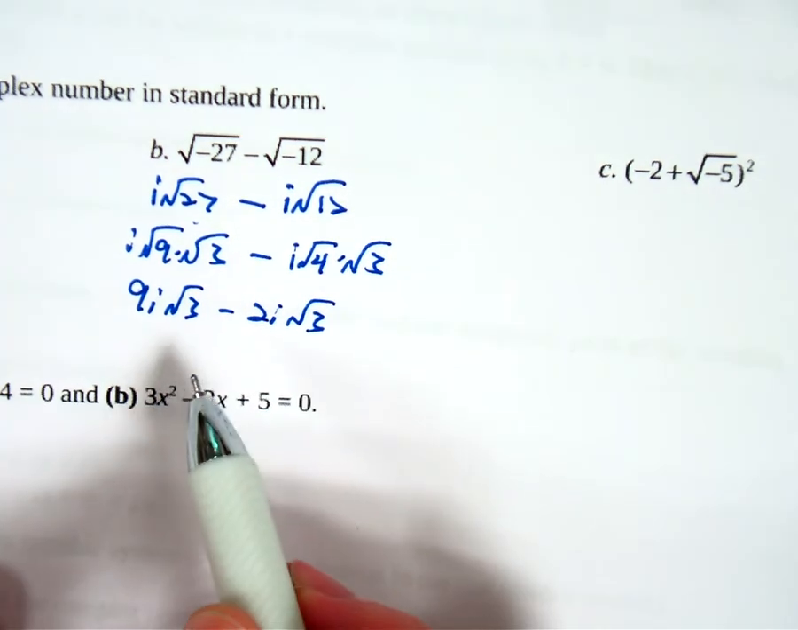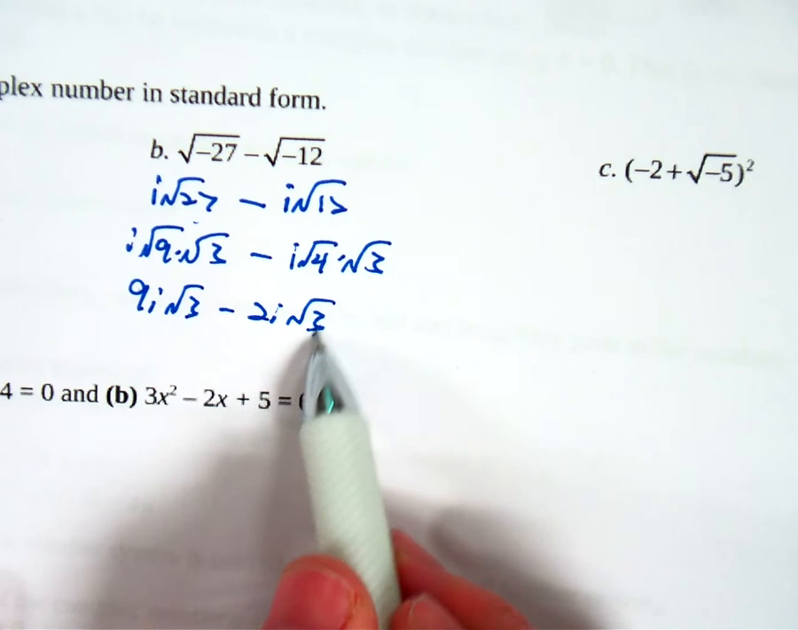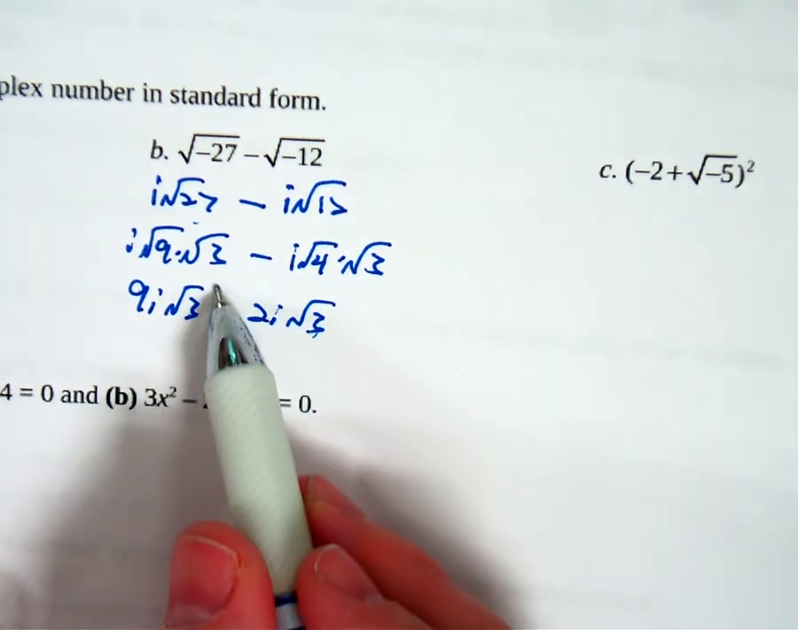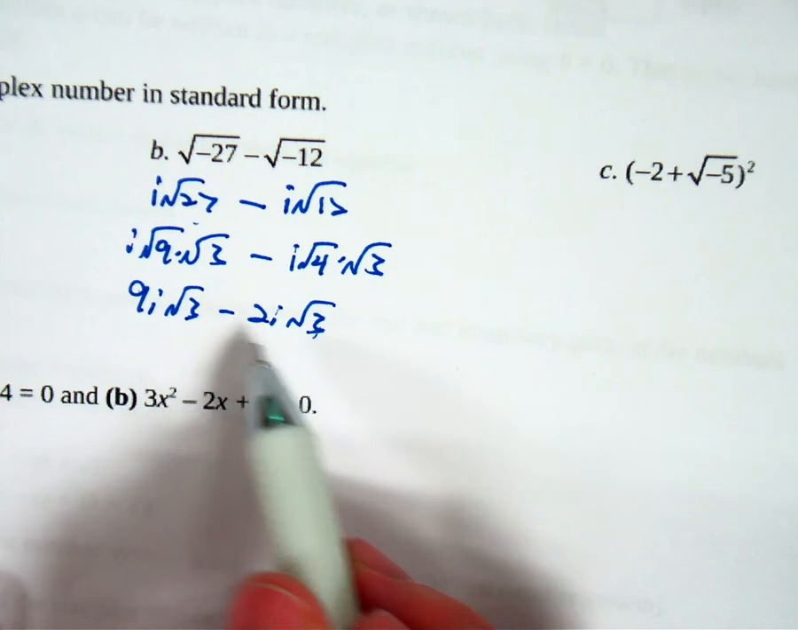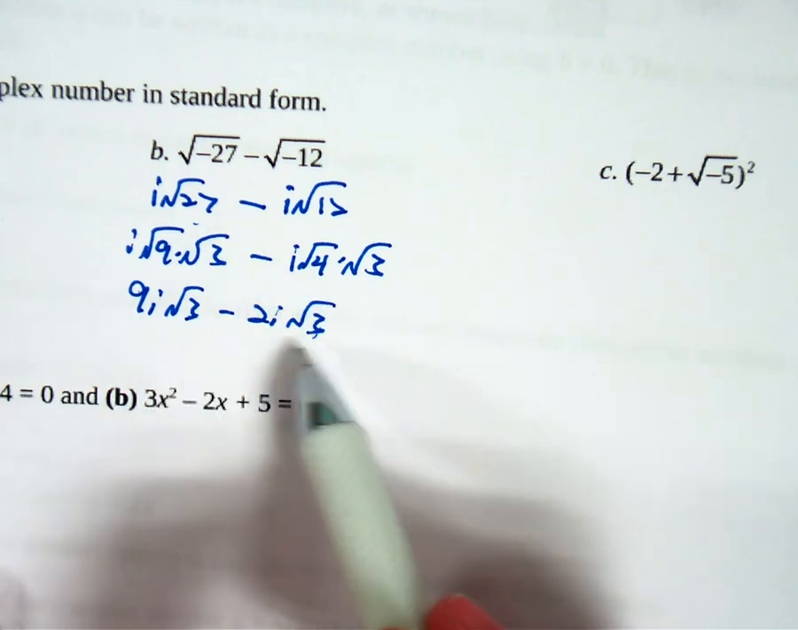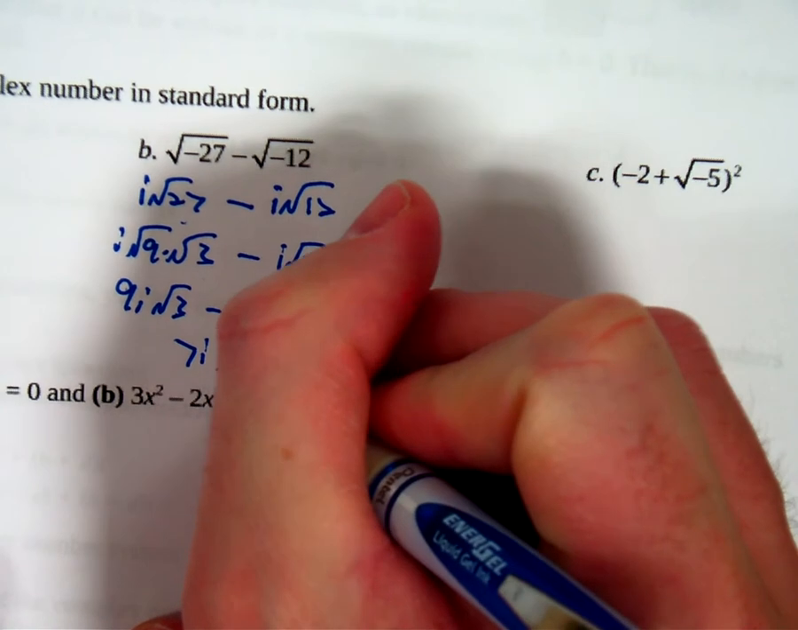Perfect. Okay, they have the same root, so I can subtract them. They have to have the same root to subtract them. This is like an x, right? You couldn't do 9x minus 2y, but if it's 9x minus 2x, you can do that. 7i radical 3.